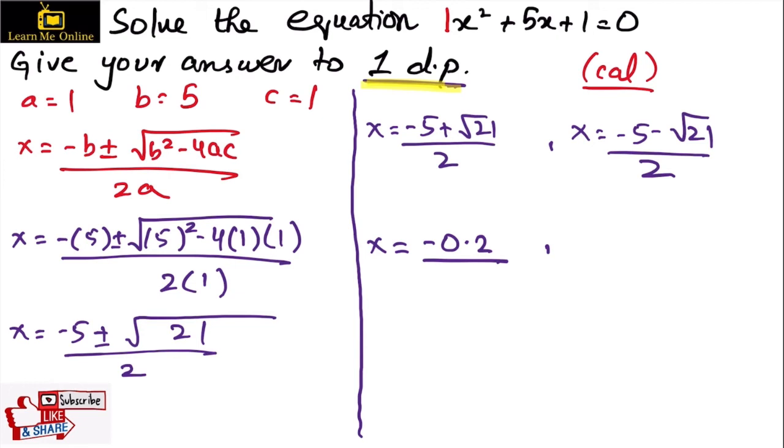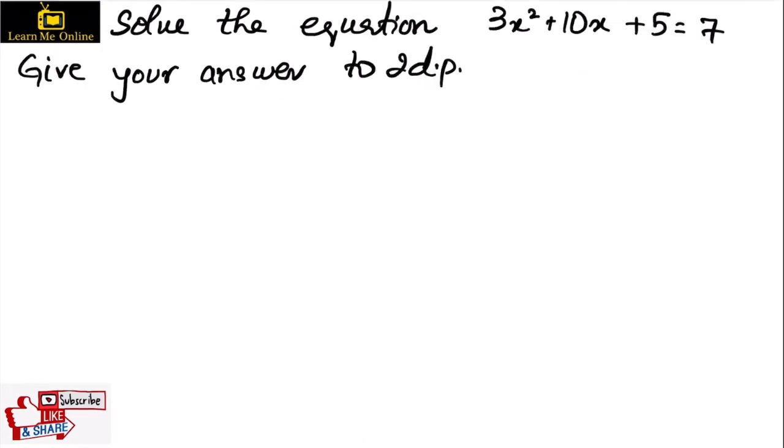The other solution you'll get when you substitute this whole thing in the calculator exactly how I have written there, and you're going to come out with another negative solution, which would be minus 4.8. Here we have the two solutions. They are both negative values and are in decimals, because it says to write down the final answer to one decimal place. Here we have the last example on this topic.